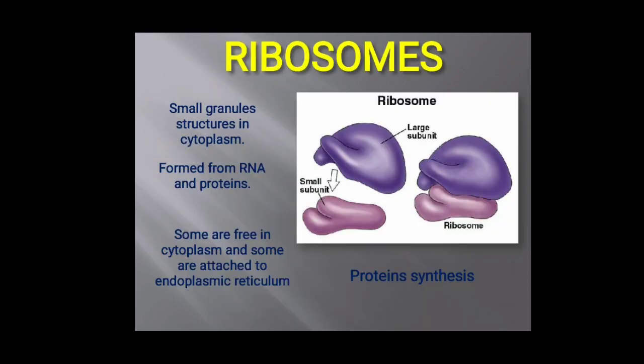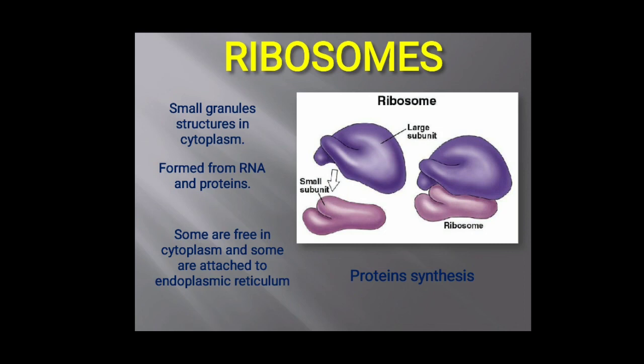The next cell organelle you need to know is ribosomes. These ribosomes are small granule-like structures which are present in the cytoplasm of the cell. They are formed of RNA and protein. Like DNA, RNA is also one type of genetic material present in plant and animal cells.